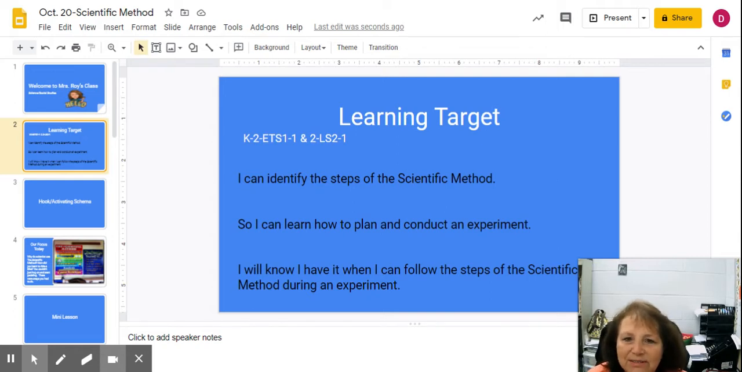Hello, boys and girls. Today, you're going to learn about the process that scientists go through when they plan and conduct an investigation. Yes, there are certain steps they have to follow. Let's look at our learning target together. I can identify the steps of the scientific method, so I can learn how to plan and conduct an experiment. I will know I have it when I can follow the steps of the scientific method during an experiment.